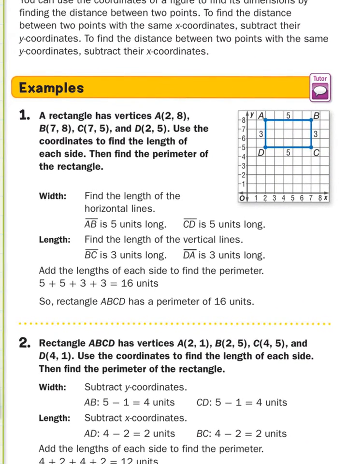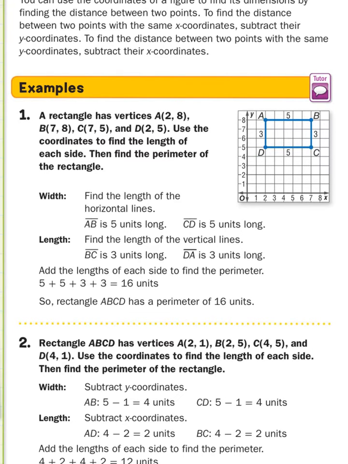This is one when they give you a nice, lovely coordinate plane to make your life easier. It says a rectangle has the vertices A, B, C, D. Use the coordinates to find the length of each side, then find the perimeter of the rectangle. When they give you the graph paper, this one is kind of easier. So A is at 2, 8, so over 2, up 8 is A. B is at 7, 8. C is at 7, 5. And D is at 2, 5.